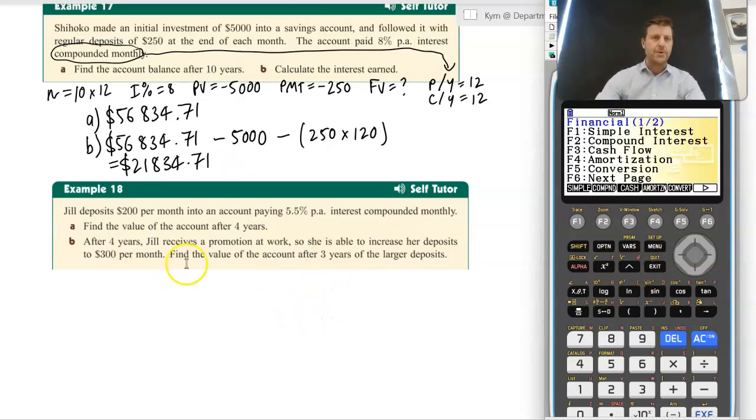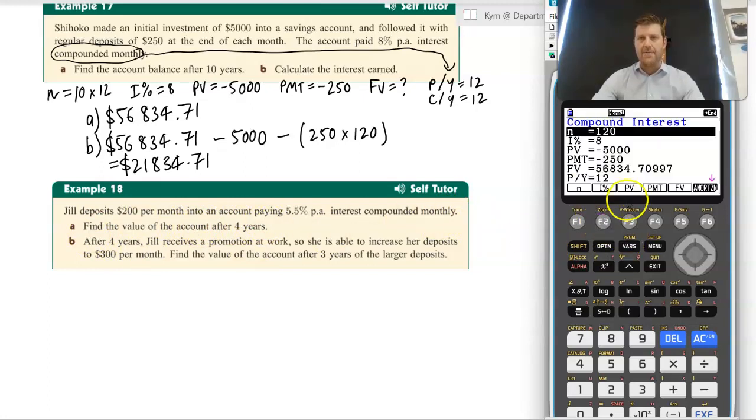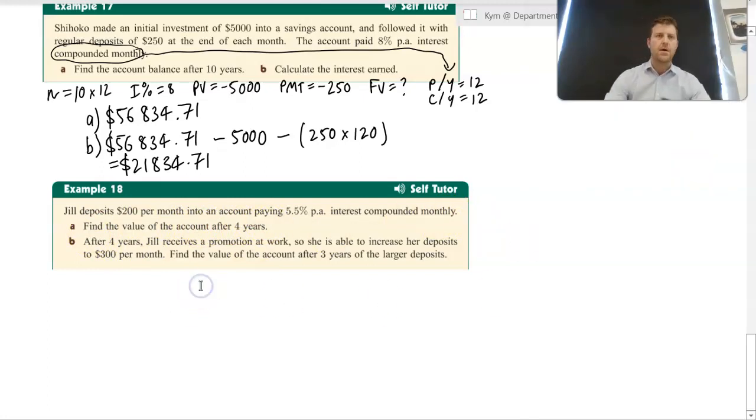Now, the second example I'm going to go through here is this person, Jill, who deposits $200 per month into an account that pays 5.5% per annum, compounded monthly. Find the value of the account after 4 years. In this case, we actually don't have a starting point, but for question B, the starting point will be the amount that's there after 4 years. So we'll get to that in a second.